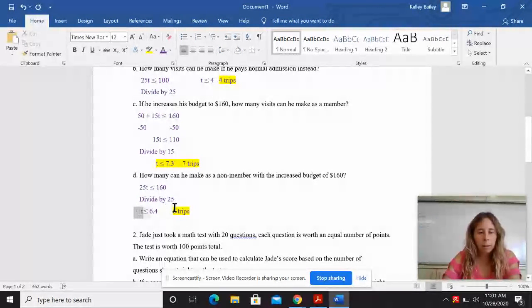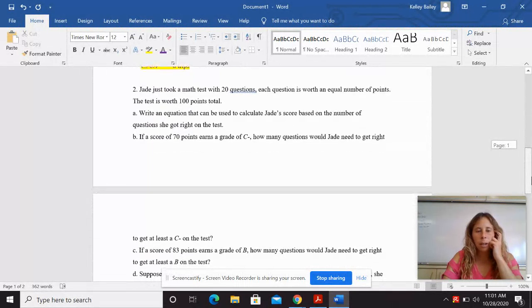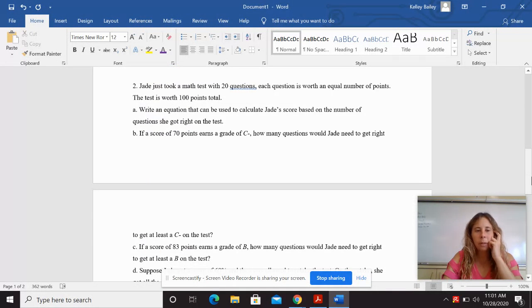Oh, I didn't have the whole thing. Okay, that's number 1. Number 2. Jay just took a math test with 20 questions. Each question is worth an equal number of points. The test is worth 100 points total. Write an equation that can be used to calculate Jay's score based on the number of questions she got right on the test.